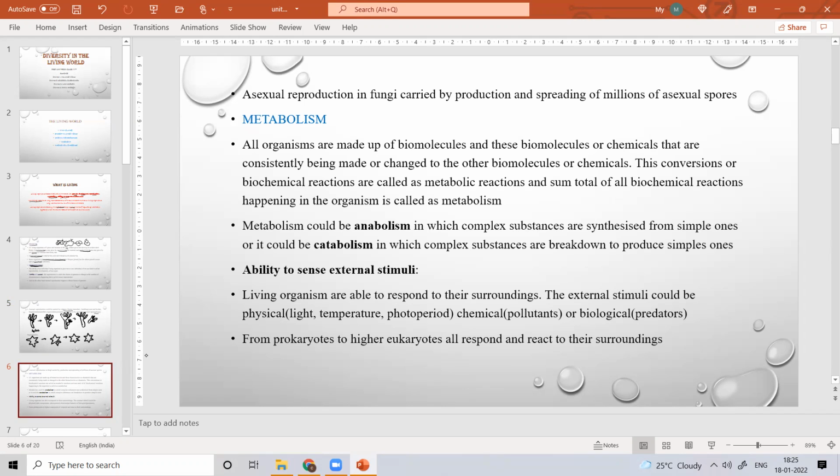Metabolism. All organisms are made up of biomolecules, right? Do you know what a biomolecule is? The complex chemicals. Maybe a carbohydrate, maybe a protein, all these are considered biomolecules. These biomolecules are nothing but chemicals that are consistently being made. That means they will be continuously produced in our body. Glucose production is a continuous process, otherwise we may not survive, we may not get energy, right?